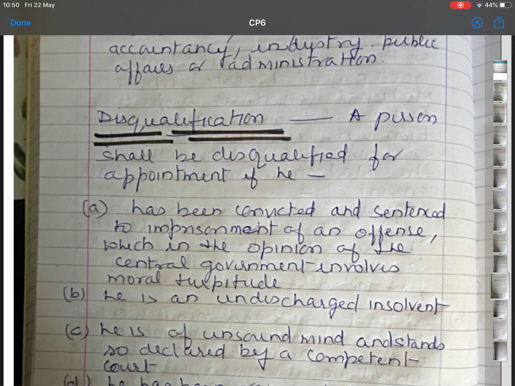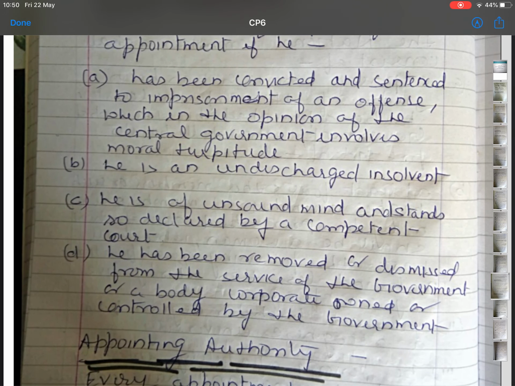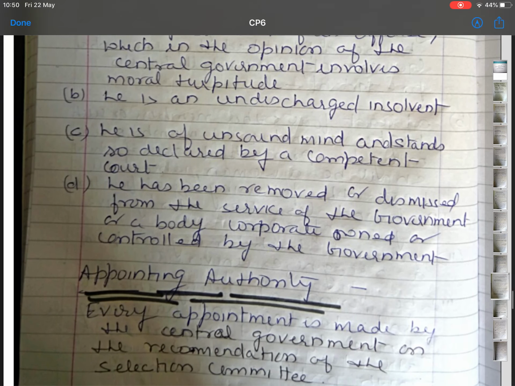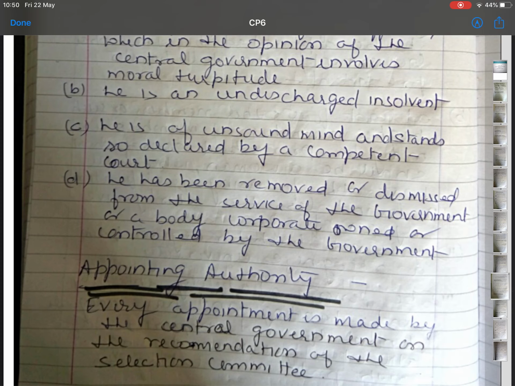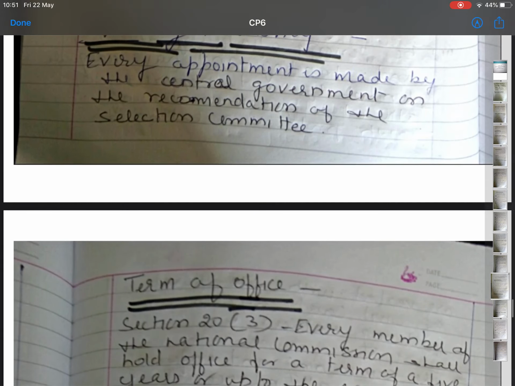The second point is disqualification. A person shall be disqualified from appointment if he has been convicted and sentenced to imprisonment for an offence which, in the opinion of the central government, involves moral turpitude, or if he is an undischarged insolvent, or if he is of unsound mind and stands so declared by a competent court, or has been removed or dismissed from the service of the government or a body corporate owned or controlled by the government. Now, the appointing authority: every appointment is made by the central government on the recommendation of the selection committee.